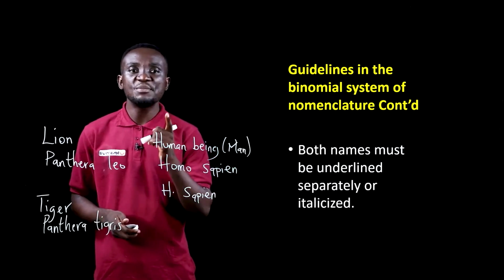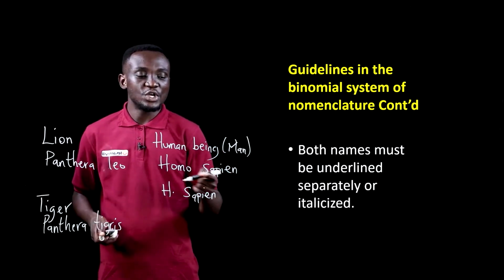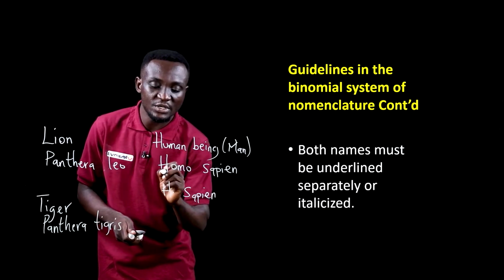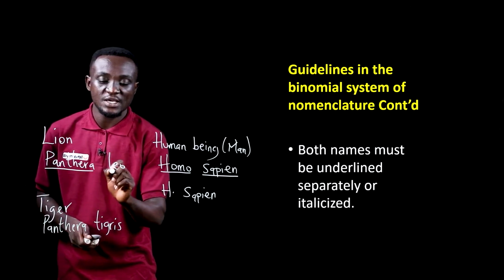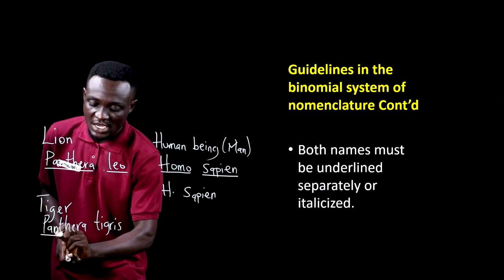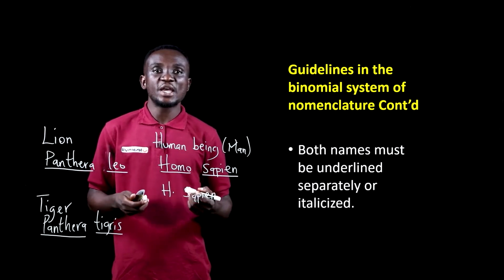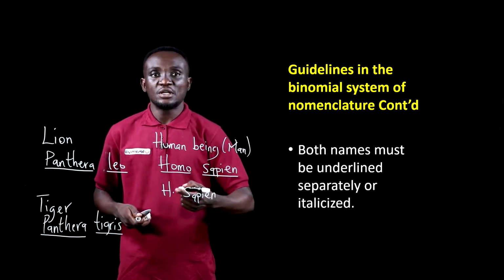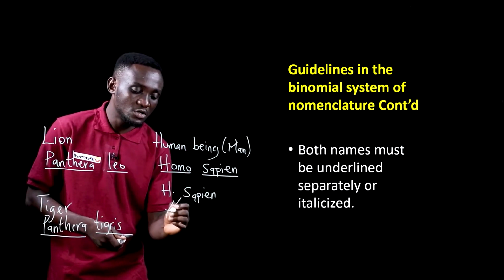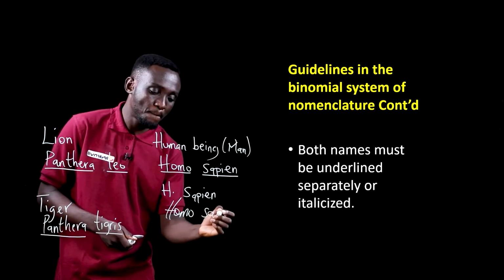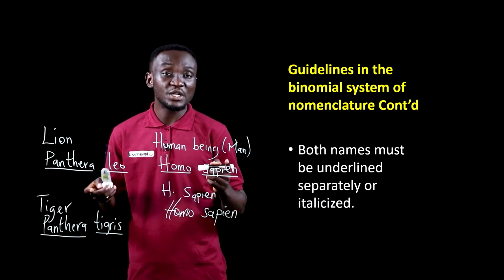It says that both names must be underlined separately or italicized. So in writing the name for Homo sapiens, we underline it separately, Homo alone and sapiens also alone. So that for the lion is underlined separately, Panthera underlined, leo underlined. For tiger, we underline the Panthera and we underline the tigris as well. In the case where it's being typed, then it's best to italicize the names. So we write Homo sapiens italicized. So we either underline separately or we italicize.